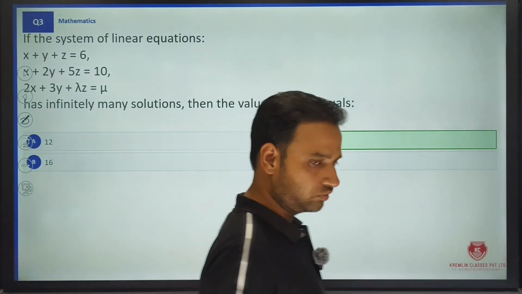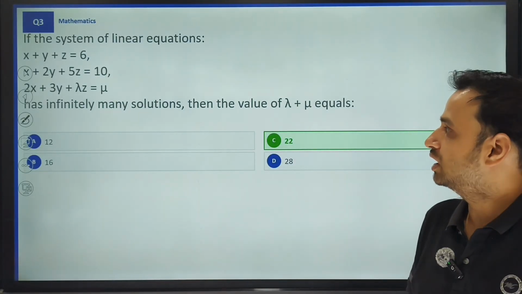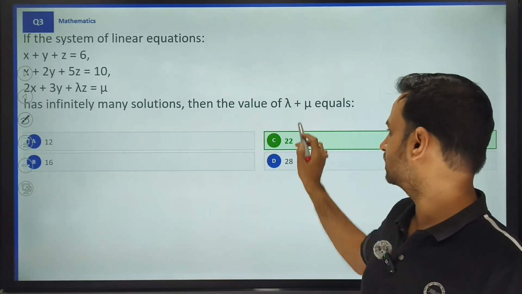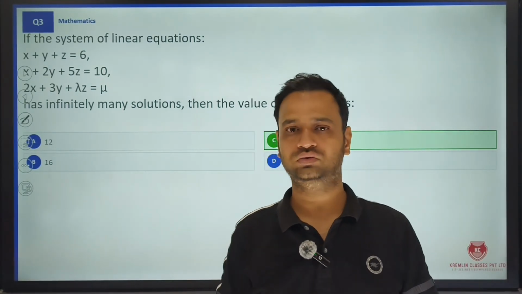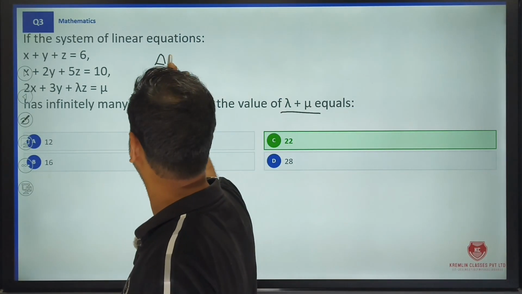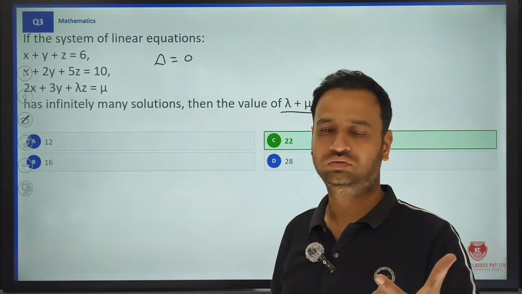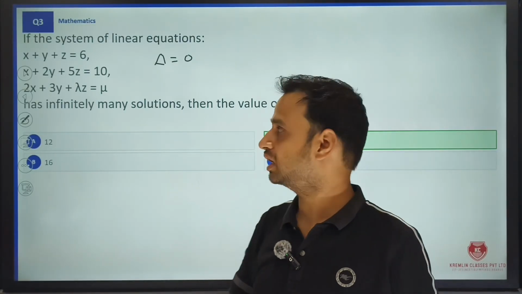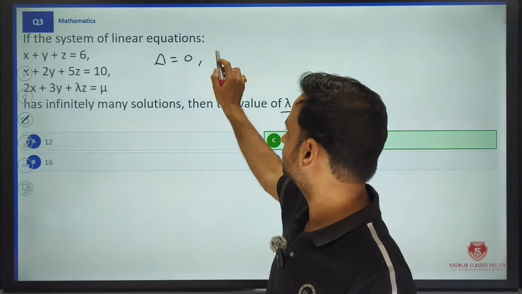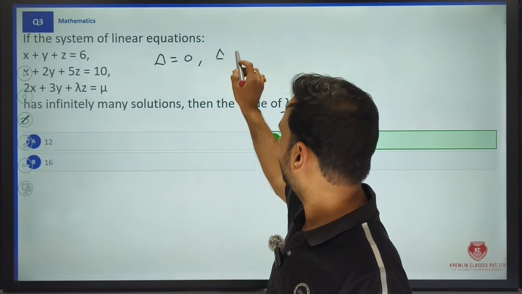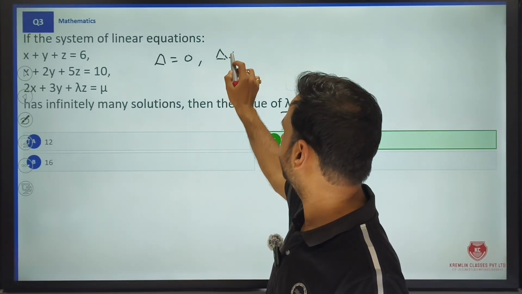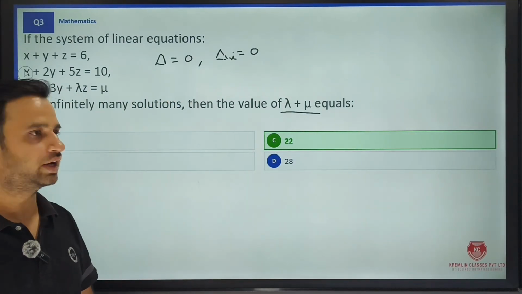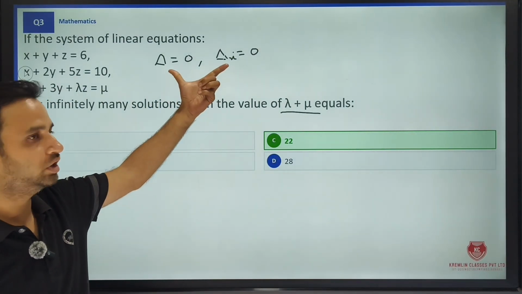Now we are coming to the third question. If the system of linear equations is given by this and it has infinitely many solutions, then we have to find the value of lambda plus nu. For infinitely many solutions, we use Cramer's rule, which was given in the determinants chapter of class 12th, where we studied that for infinite solutions, delta is 0 and delta x should also be 0, delta y, delta z 0. Then the equations will have infinitely many solutions. So I am taking only these two deltas.